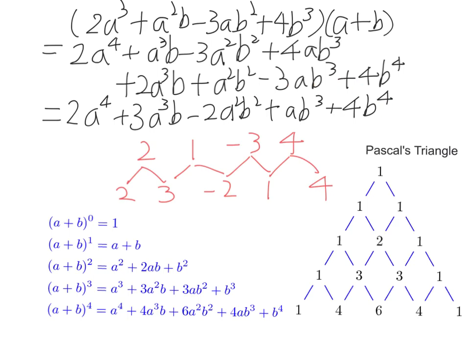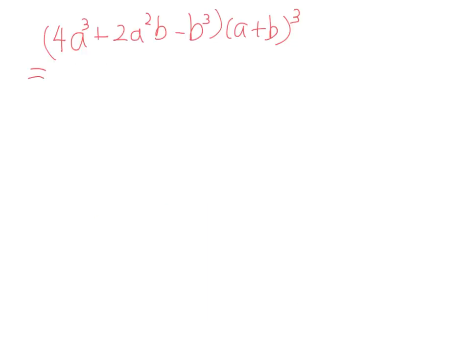The construction of Pascal triangle just gives you a way to multiply such a polynomial by a plus b. Here we have one more example. These are polynomials in a and b such that every term has degree 3: a cubed, a squared b, b cubed. We can use the method of construction of Pascal triangle to find this product. Here I write 4, 2. Because the term in a b squared is missing, I put a 0 here, and minus 1.